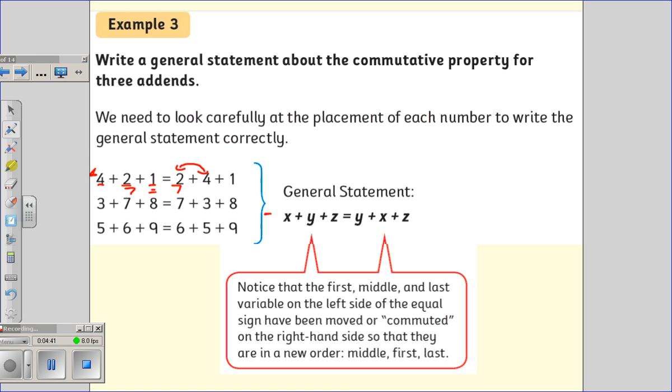Again, we can write a general statement by just substituting letters for numbers. So for the 4, we could put an X, for the 2, we could put a Y, and for the 1, we could put a Z. Then just like in our original problem, we could flip-flop the X and Y, and we know it will equal the same thing. If we want to test it, we just simply assign values to x, y, and z.